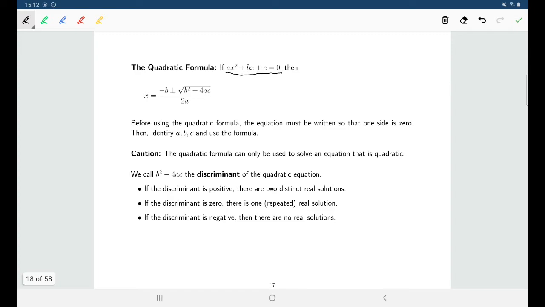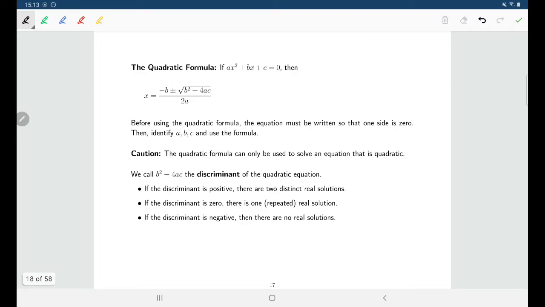So we have a being the coefficient for the x squared term, b being the coefficient for the x term, and c being the constant term. We can find our solutions for this equation, x being negative b plus or minus the square root of b squared minus 4 times a times c, and then the whole thing all over 2 times a.